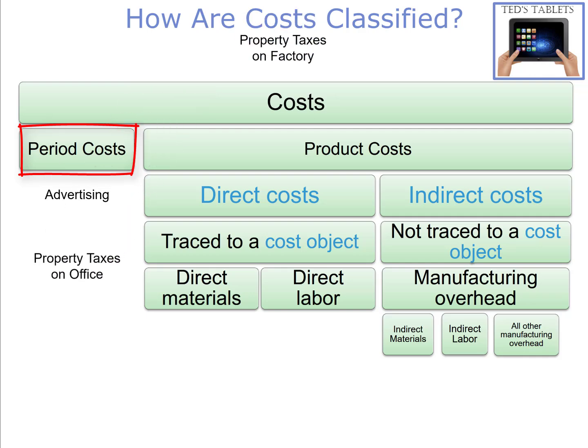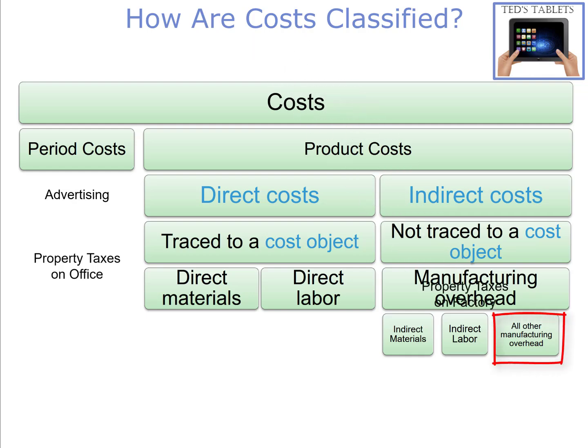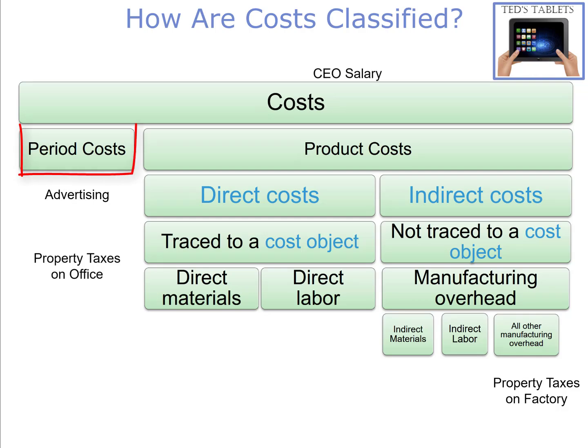But if we change one word and it becomes property taxes on the factory, this changes things substantially. It's classified as a product cost called manufacturing overhead. And how about the CEO's salary? He or she does not normally work in the factory, so this would be a period cost.